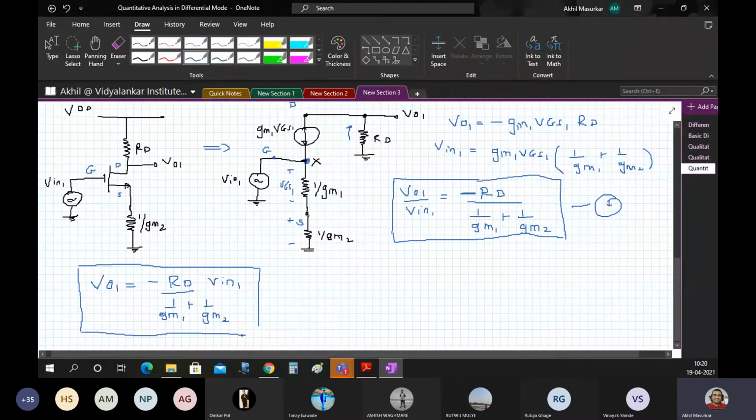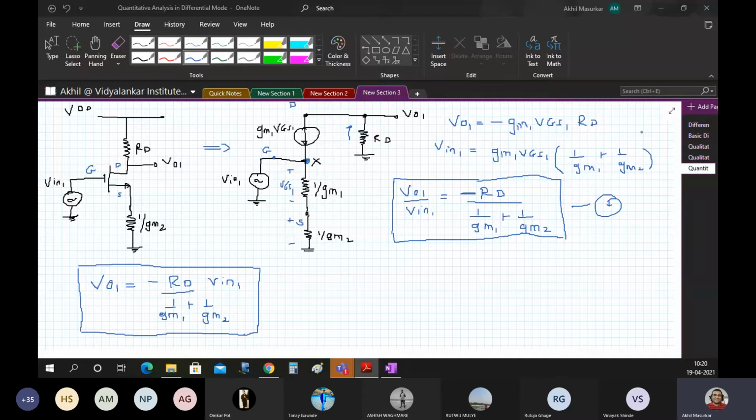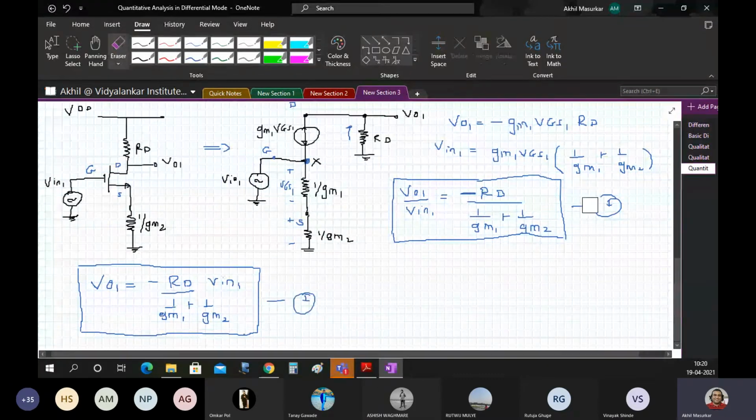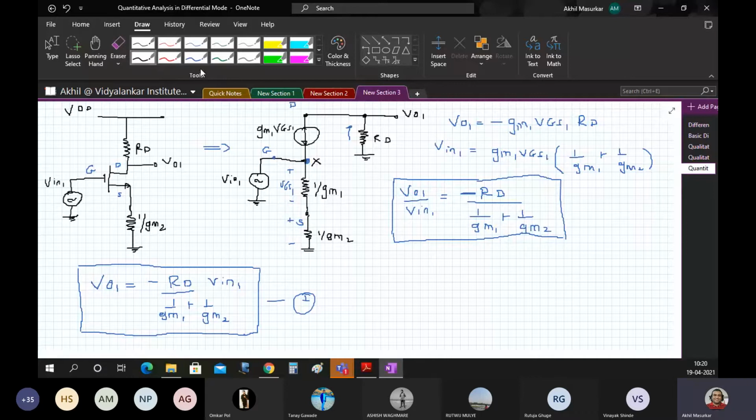But now we have calculated only Vo1, but even Vo2 is there. Even Vo2 is present. So we have to analyze Vo2 also. So first you draw this much, then we will go ahead. We will take this as equation 1 rather than the above one. So you can see that the T model is much better as compared to the pi model when it comes to the analysis of differential modes.